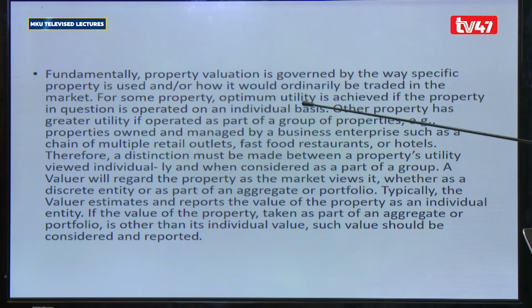Fundamentally, property valuation is governed by the way a specific property is used or how it is ordinarily traded in the market. For some property, optimum utility is achieved if the property in question is operated on an individual basis. For other property, utility is greater if operated as part of a group of properties. Properties owned and managed by a business enterprise, such as a chain of multiple retail outlets, food restaurants or hotels, therefore get optimal value or optimal utility because they are operated as a chain, because they have that distinction.